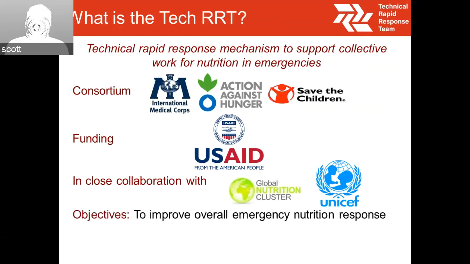The objective is to improve overall emergency nutrition response by deploying technical advisors. Currently we have technical advisors in the fields of assessment, which is myself, SBC, Social Behavior Change, IYCF, Infant and Young Child Feeding, as well as CMAM, the Community Management of Acute Malnutrition. Basically, organizations or clusters in an emergency situation submit a request, it goes through a steering committee, and they approve deployments, and we can be deployed within 72 hours, visas permitting.